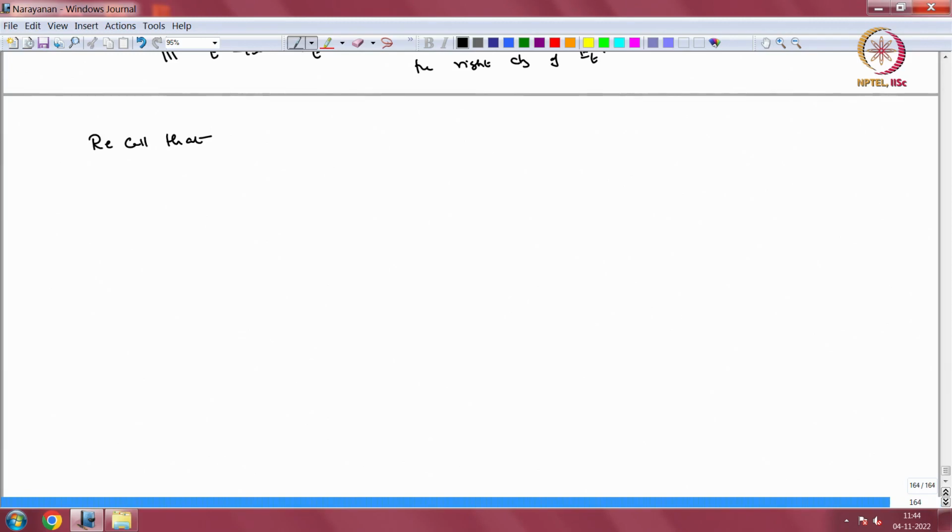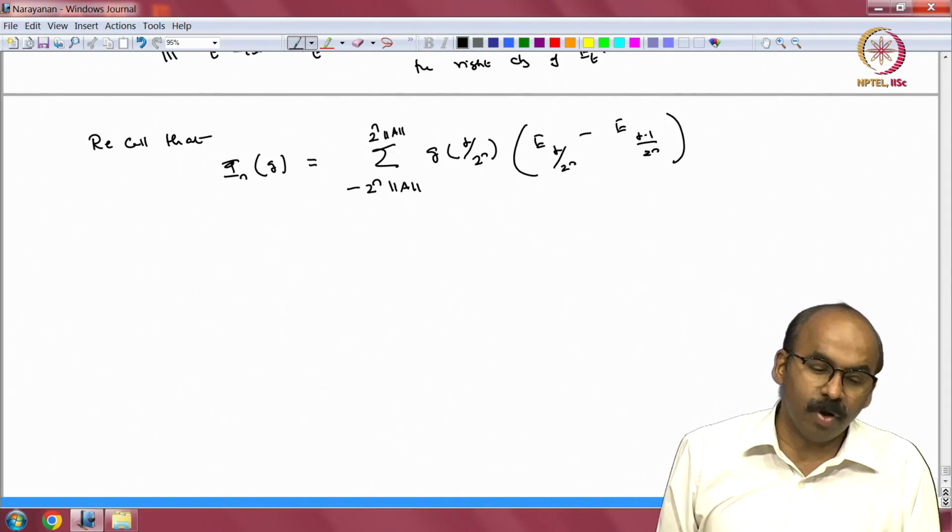Once you have the resolution of identity, so that we already have E sub t, then whatever we did in the beginning after defining the resolution of identity, we defined all this phi n g and then took the limit and proved that it existed, we got phi g, which was the L infinity functional calculus. So we can go back. If I look at phi n g, what was this? This is equal to the sum from minus 2 to the n norm A to 2 to the n norm A, over j, of g of j by 2 to the n times E at j by 2 to the n minus E at the other end point, j minus 1 by 2 to the n. This was the expression for phi n g.